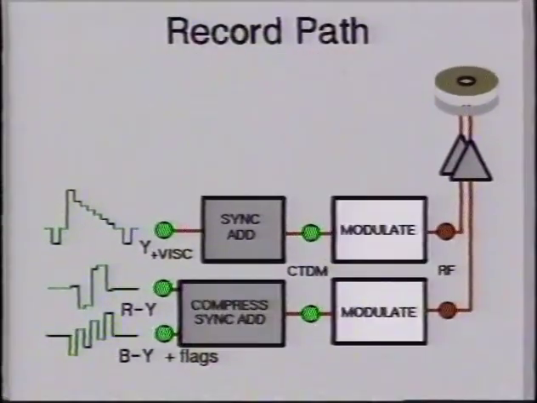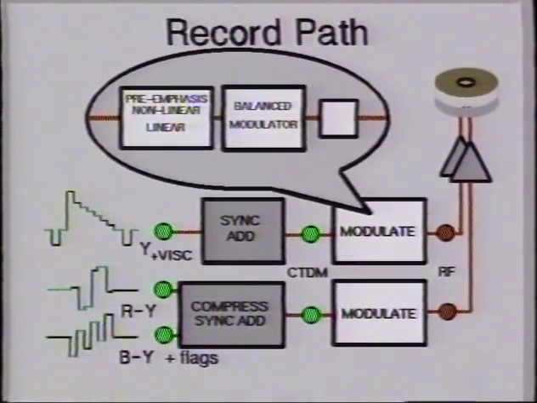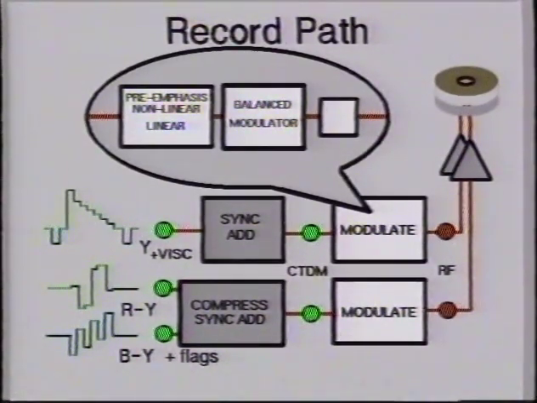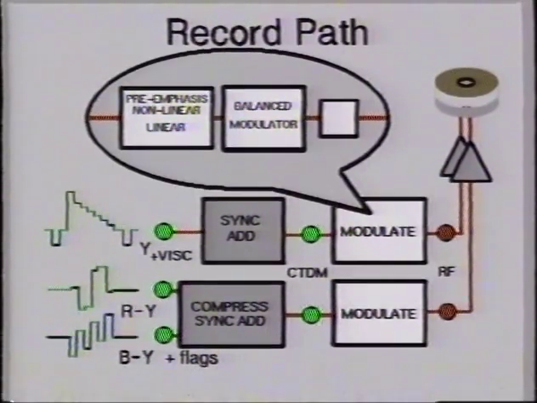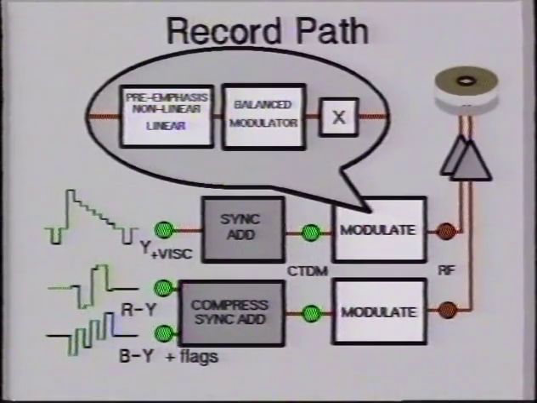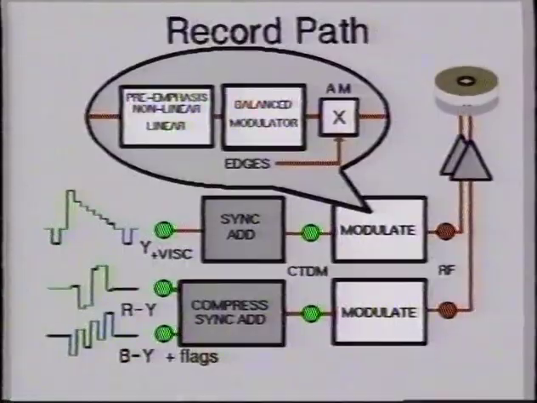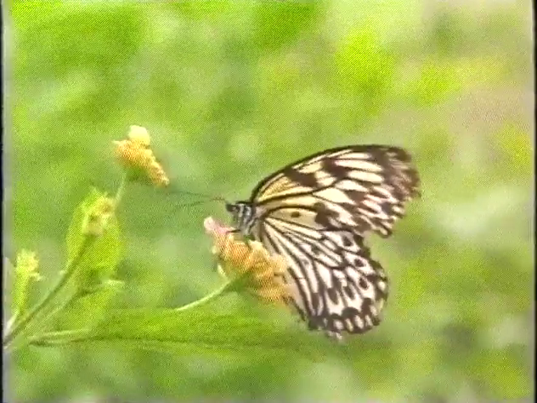Next in the chain comes nonlinear preemphasis, normal FM preemphasis, and a balanced modulator to convert the signal to the RF domain. The RF is then amplitude modulated. But why? Because when there is a high frequency edge, some sidebands will be too low a level, causing undersaturation of the tape, which could cause bearding, which looks like this.